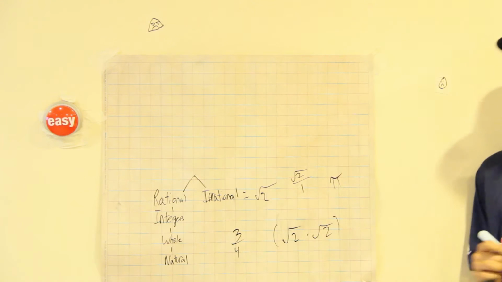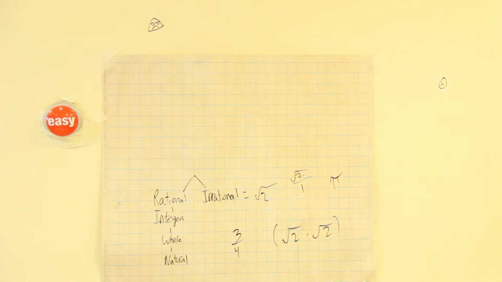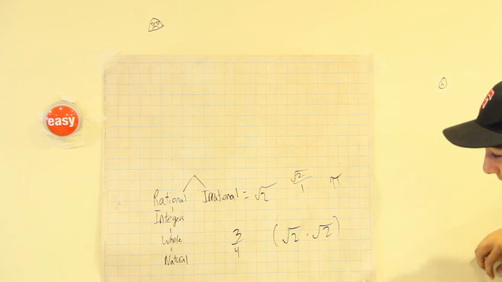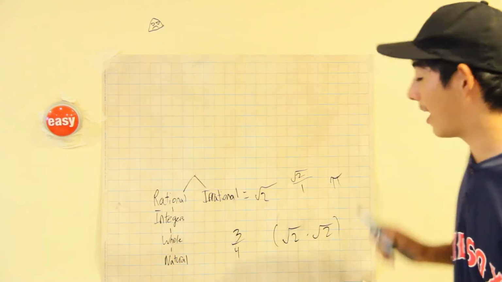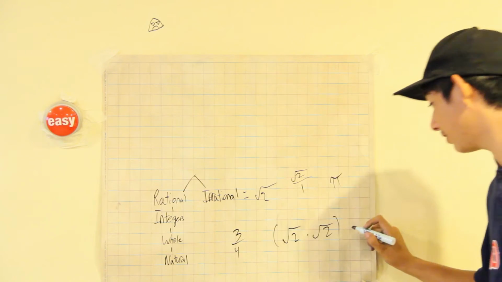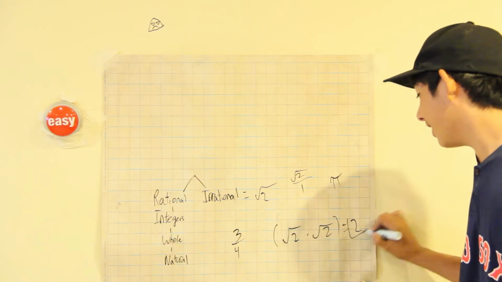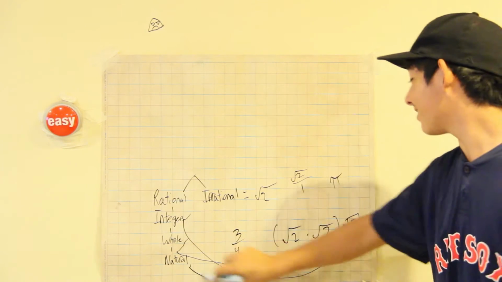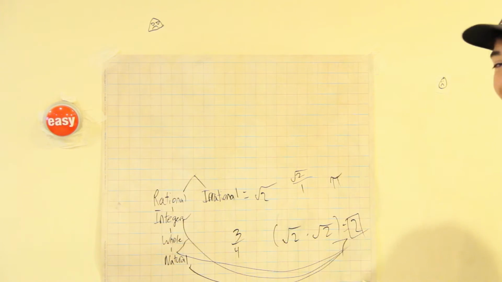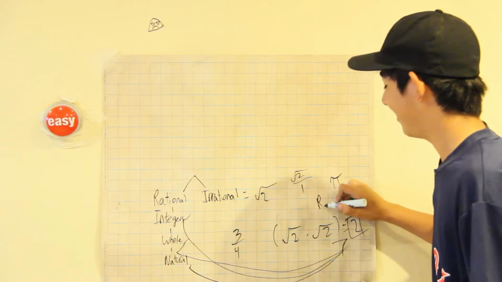Would this expression be considered rational or irrational? Take a second to think about it. The correct answer is rational, because the square root of 2 times the square root of 2 is equal to 2! And 2 is an integer, and it's a whole number, and it's a natural number, and you know what that means? Rational.